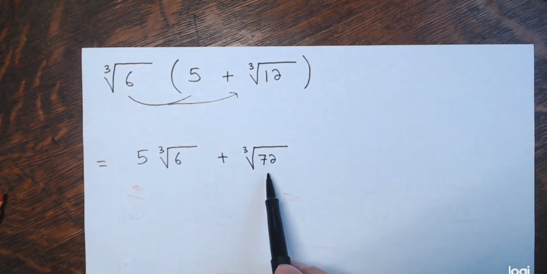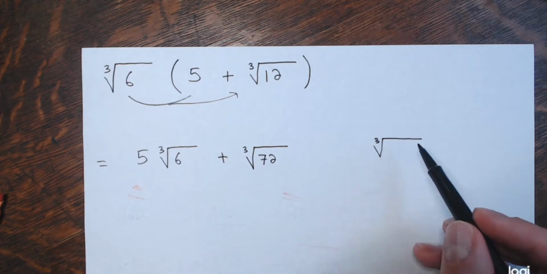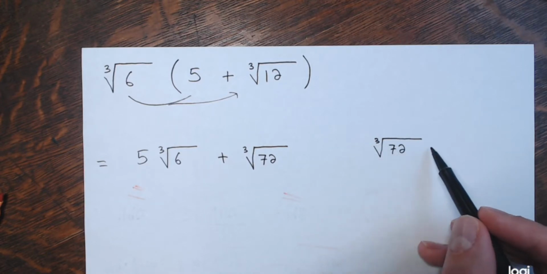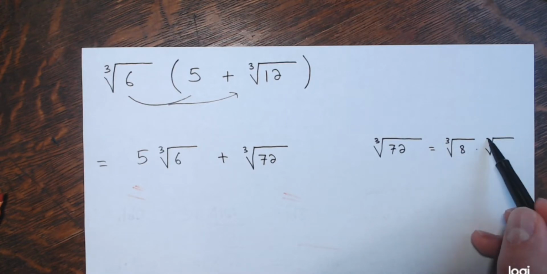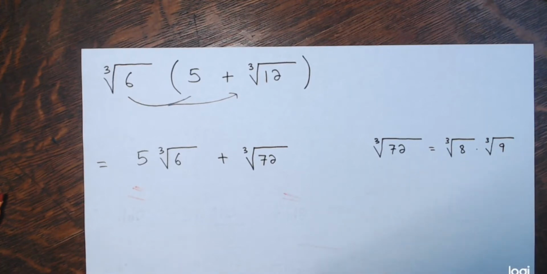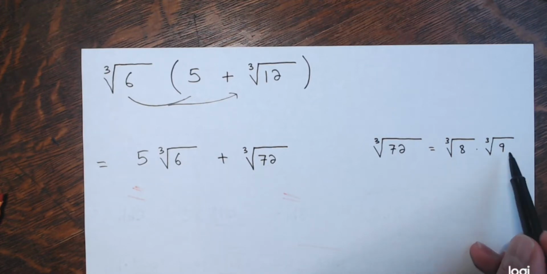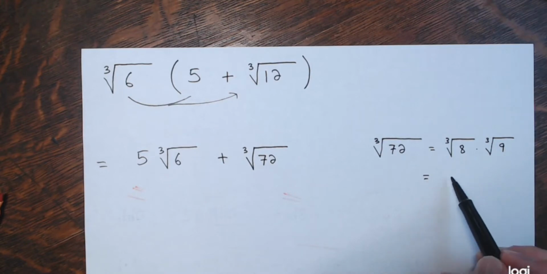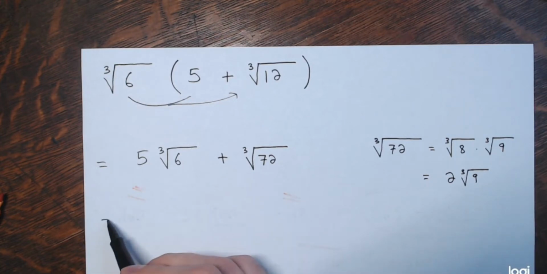And let's try simplifying this. Now the cube root of 72 is the cube root of 8 times the cube root of 9. 8 times 9 is 72. 8 is a perfect cube. 8 is 2 cubed. 9 is not. That's 3 squared. That's not a perfect cube. So this simplifies to 2 times the cube root of 9. So that's what I'm going to replace that with.